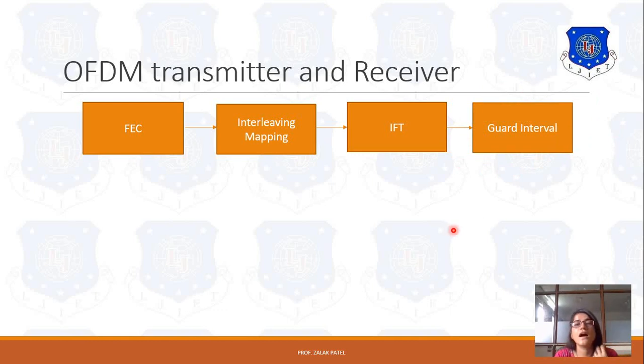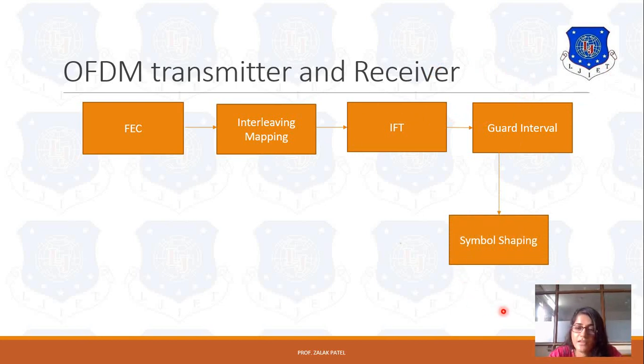The role of this guard interval is to minimize the distortion or noise elements in between the separate signals. So the next block is the guard interval for the transmitter. After we add the guard interval, there is symbol shaping, and then it is given to the modulator.